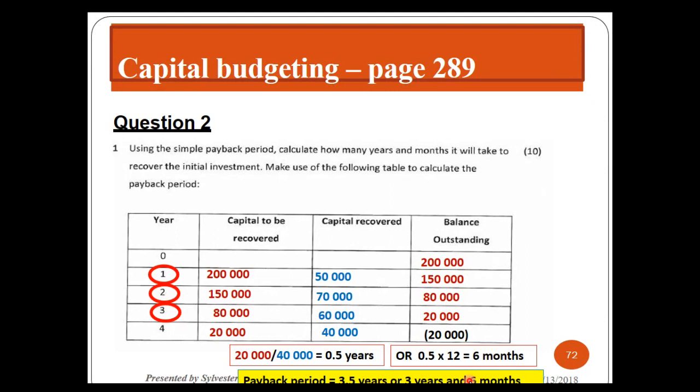So can you see how we calculate, especially with the last year? We didn't take the whole cash flow. We only took 20 out of 40. 20 over 40, we get 0.5. This is 0.5 years. But we can convert this 0.5 years to months. So it took us the whole 3 years and half of the other year, which is only 6 months. I hope this one makes sense.